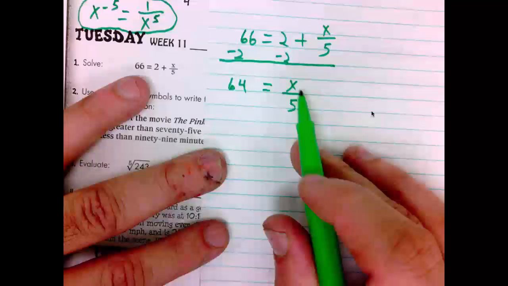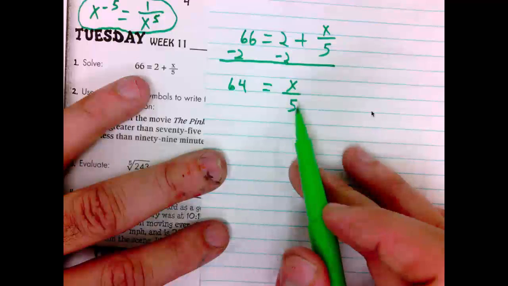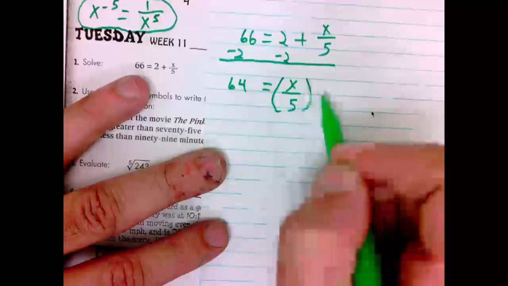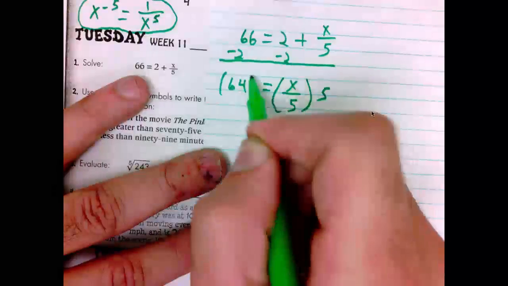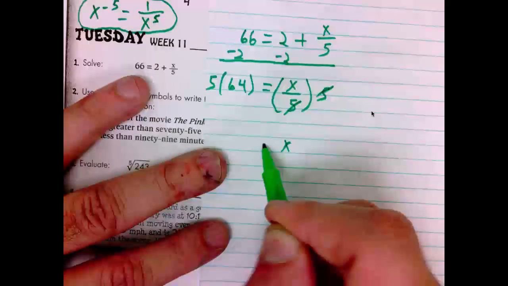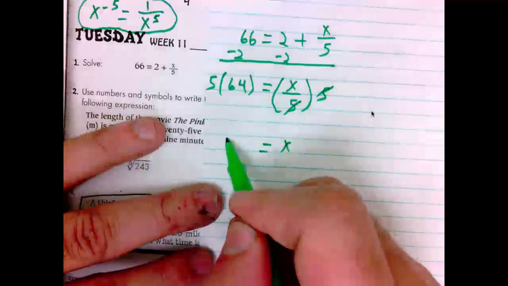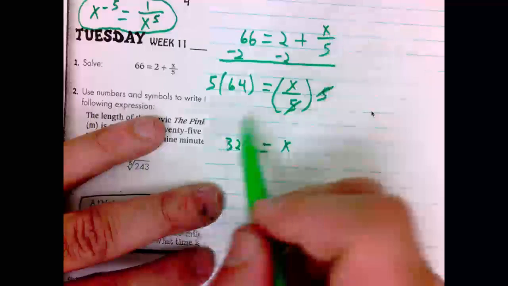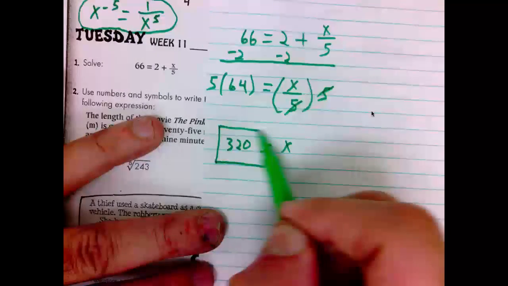Typically, we have a coefficient that's multiplied. Here, it's x divided by 5. How do we undo division? That's right, we multiply. Multiplying by 5 on the right and the left. 5 divides 5, that's x. 64 times 5 is 320. You could take that 320 and substitute back in and see that this is indeed the solution.